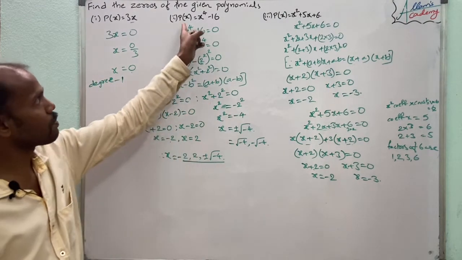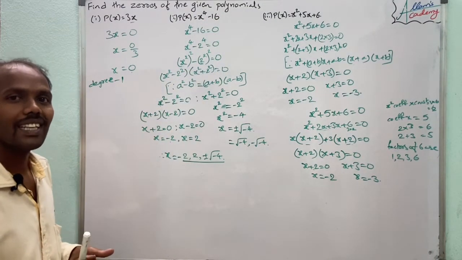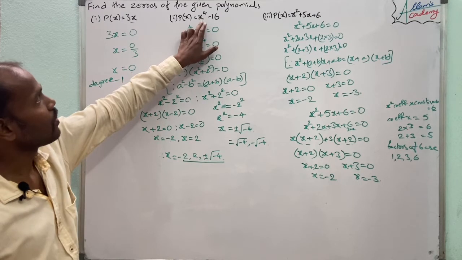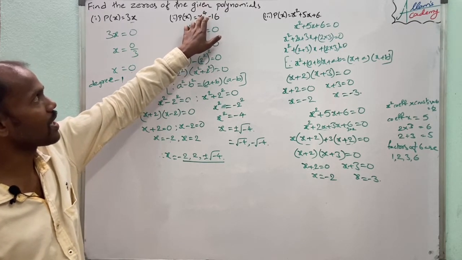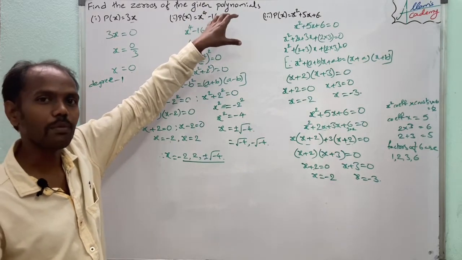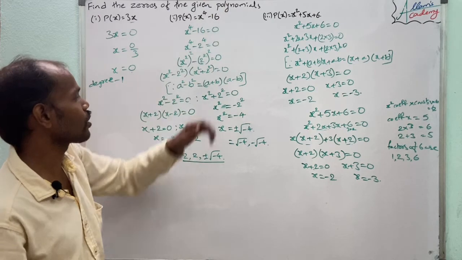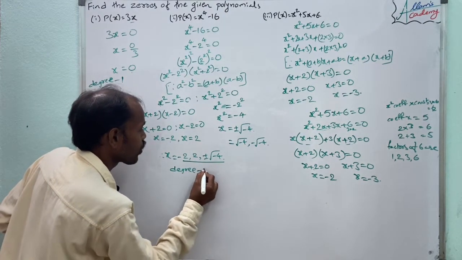Now observe this polynomial. Here there are two terms. In the first term, the degree is the exponent of x to the power 4, so the degree is 4. And 16 is the constant term, so its degree is 0. So the degree of this polynomial is 4.